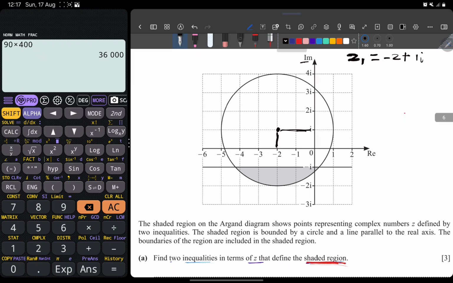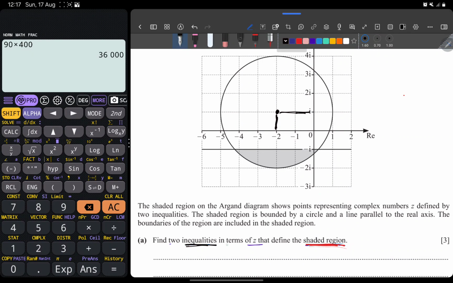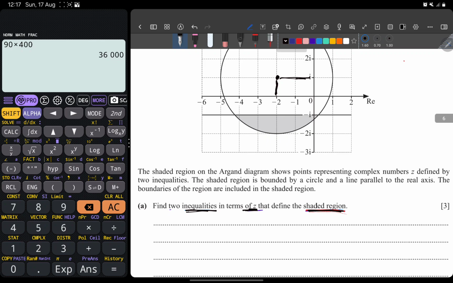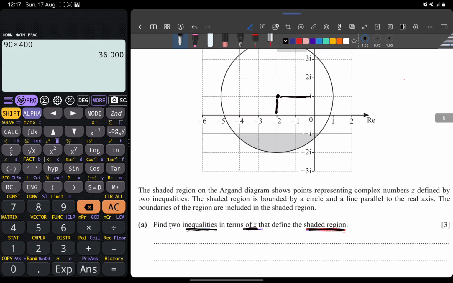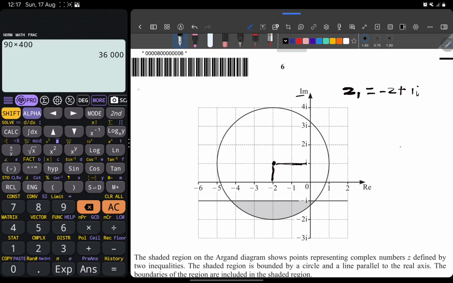Now, they said find two inequalities, in terms of Z, that define the shaded region. Remember, what is the first thing we need? We want to have Z. How do we define the shaded region? The shaded region, you can see, is inside the circle. Remember, we say that when I say modulus of Z minus Z1 is equal to R, I'm getting points that are on the circumference. If I want points inside, I use inequalities.